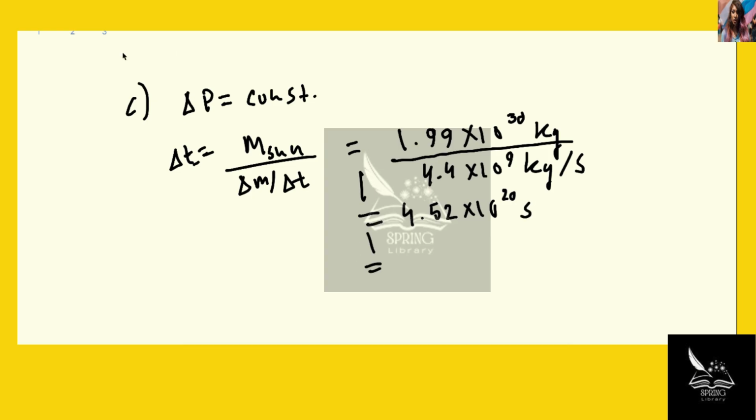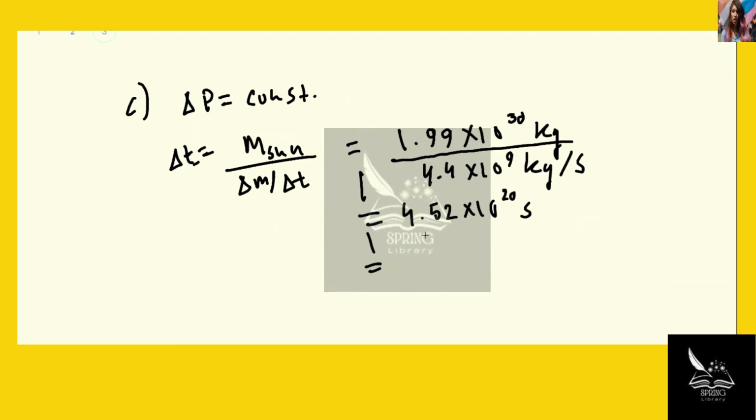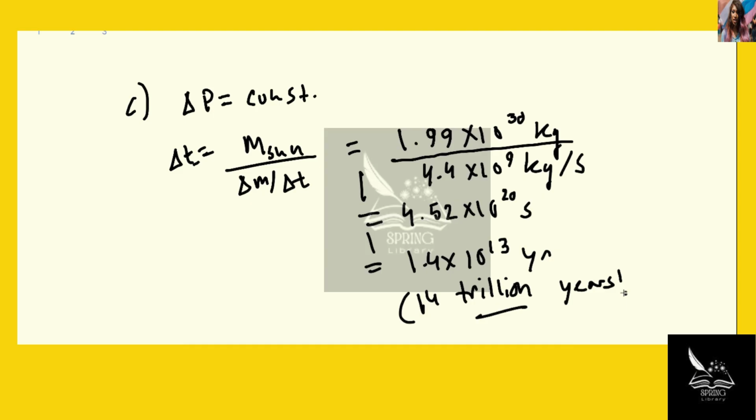And again, you divide that by 3.16 times 10 to the 7 seconds to convert that to years. And what you get is about 14 times, get this, 10 to the 13 years, or 14 trillion years. So the sun would last 14 trillion years if it shed its mass at the rate at which it is shedding right now, which from astronomy we know is not the case, but that is what you would get.